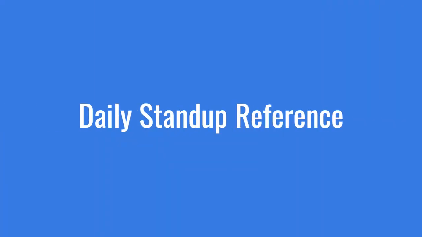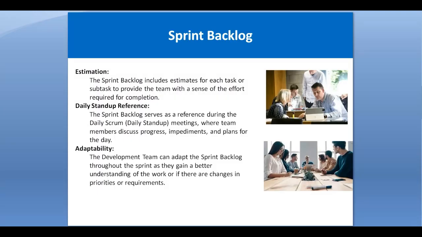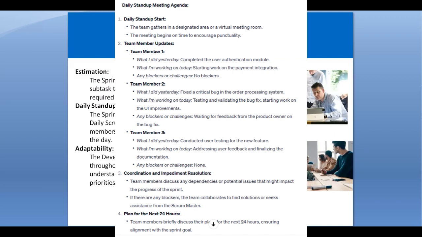Then daily stand-up reference. The sprint backlog serves as a reference during the daily scrum or stand-up meeting, in which basically the Scrum development team, the Scrum master, and the product owner are participating, and every team member is discussing what they completed yesterday, what they are doing today, and what impediments and bottleneck issues they are facing. So in this meeting, the sprint backlog becomes a more important document, a more important reference point, and they can discuss accordingly as well.